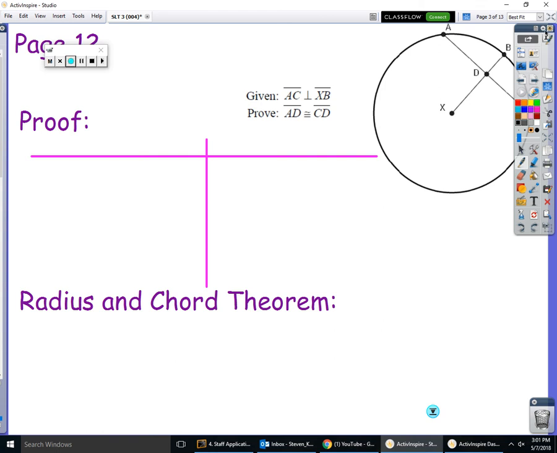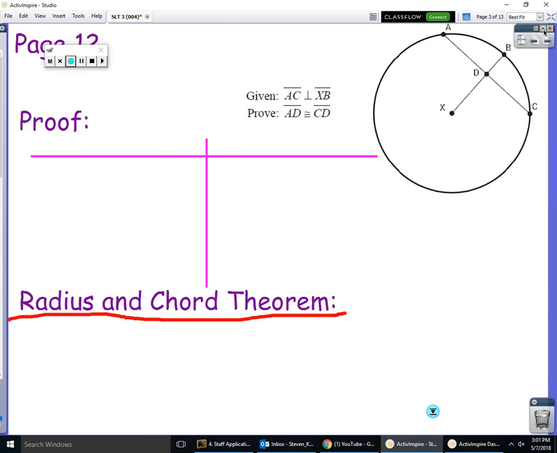So one of the things that we're going to do in class is we're going to prove the radius and chord theorem. We'll do that in class, but you should just know what it is. The radius and chord theorem is essentially that if you have a radius or diameter and it is perpendicular to a chord, so there's a right angle right here, you would automatically know that it splits the chord into two equal parts, or essentially the chord itself, which is AC, is bisected.